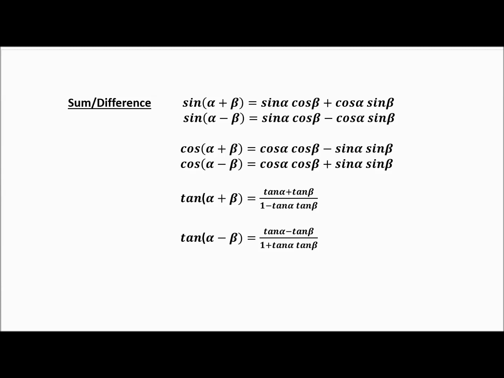Again, a reminder for sine, it alternates. So it's sine of alpha, cosine of beta. Whatever operation stays, cosine of alpha, sine of beta. Notice the order of the angles stays the same and the trig functions alternate. On the other hand, for cosine, the operation is opposite. If you have a plus here, you have a minus here, but the trig functions are cosine, cosine, sine, sine.